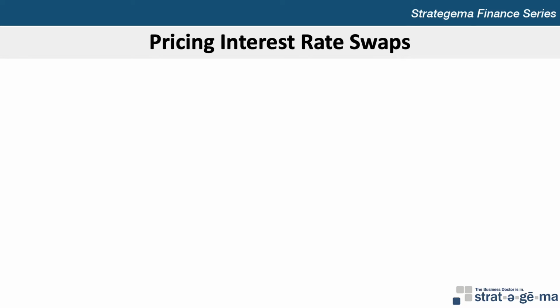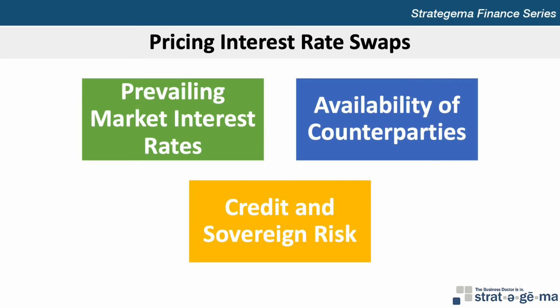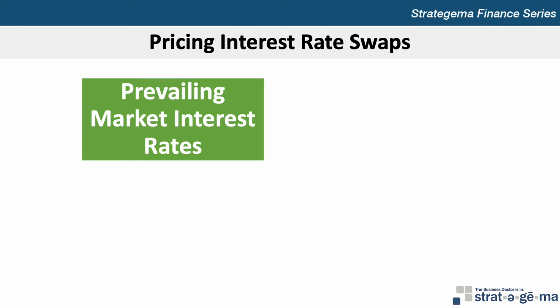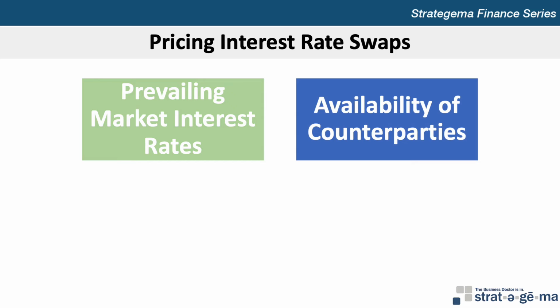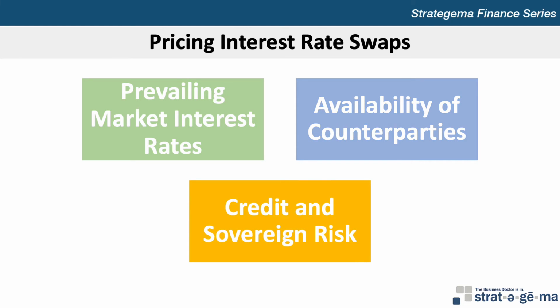The setting of specific interest rates for an interest rate swap is referred to as pricing the swap. This pricing is influenced by several factors, including prevailing market interest rates, availability of counterparties, and credit and sovereign risk. The fixed interest rate specified in a swap is influenced by supply and demand conditions for funds having the appropriate maturity. Swap pricing is also determined by the availability of counterparties. When numerous counterparties are available for a particular desired swap, a party may be able to negotiate a more attractive deal. A party involved in an interest rate swap must assess the probability of default by the counterparty.